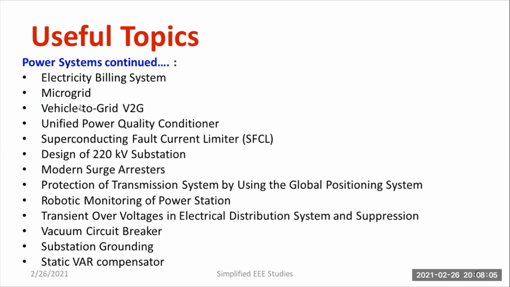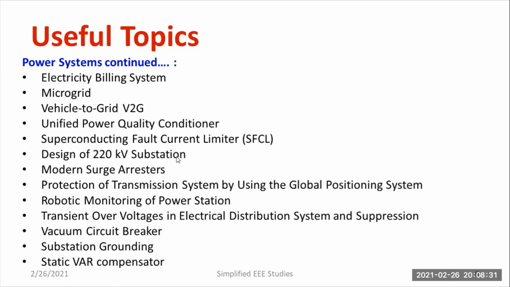Then electricity billing system, microgrid, okay, vehicle to grid, V to G, a lot of papers are available. Then UPFC, Unified Power Quality Conditioner. Then one of the most important topics, that is superconducting fault current limiter, SFCL. Okay, you'll be getting a lot of advanced papers if you download the 2020 papers. Try to download the papers which are published in 2020.